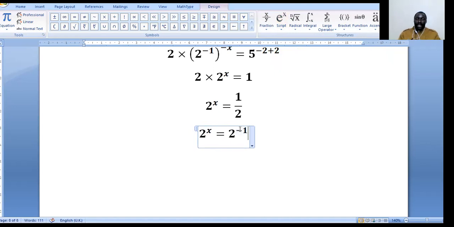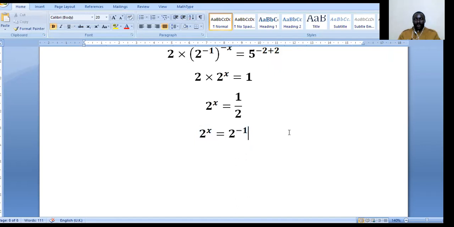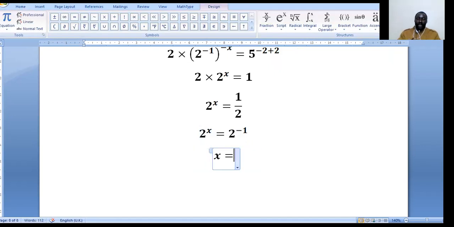Now after this, since the bases are the same, the exponent must be the same. So we say x equals to -1. So yes, on top of knowing how to simplify or applying the rules of exponents in simplifying, we can also use the rules of exponents in finding the value of some unknown letter in a process known as solving.